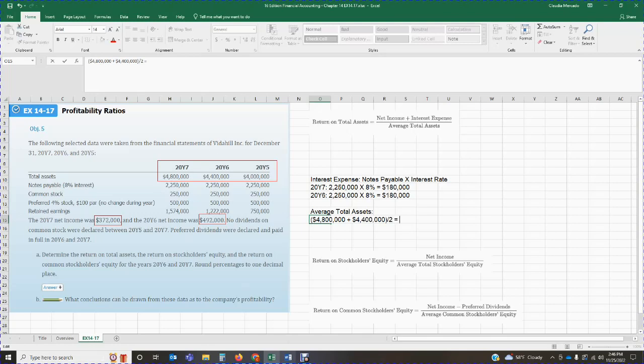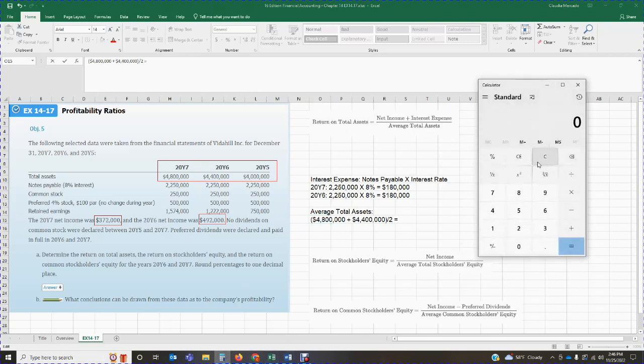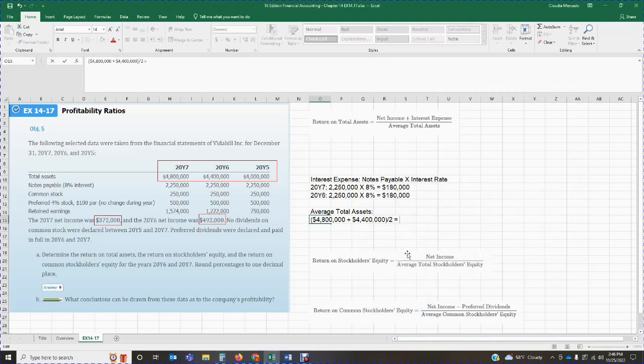Let's see what that gives us. That gives me 9,200,000, and I'm going to divide by 2. That gives me 4,600,000. So that's going to be my average total assets for 20Y7, and I'll put that in right now: 4,600,000, for 20Y7.